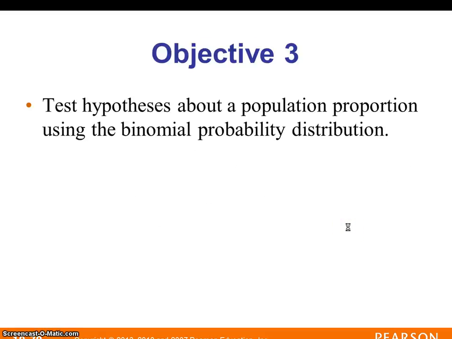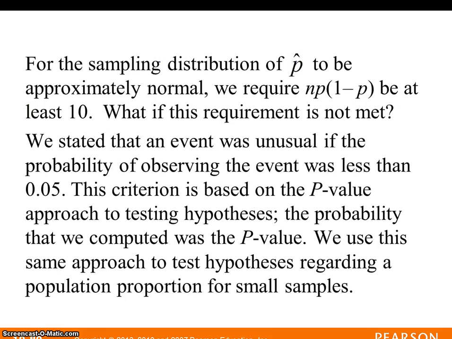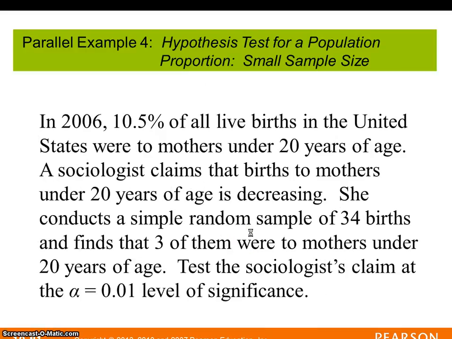Objective 3, we want to test hypotheses about a population proportion using the binomial probability distribution. Remember, for sampling distributions to be approximately normal, we require that this be true. If the requirement is not met, we stated that an event is unusual if the probability of observing the event was less than 0.05. So this is based on the p-value approach. We use the same approach to test hypotheses regarding a population proportion for small samples. Remember that for small samples, the normal distribution can be approximated by the binomial distribution.